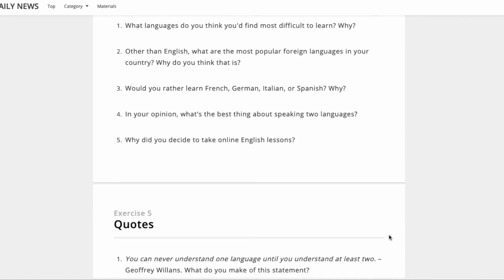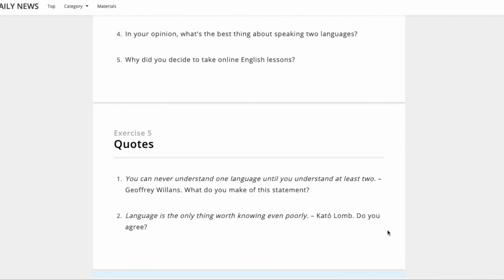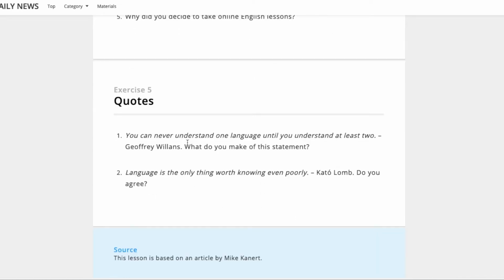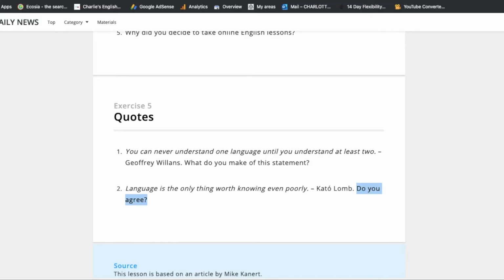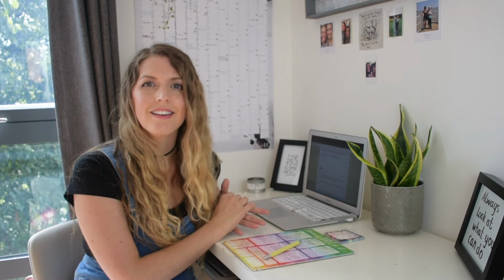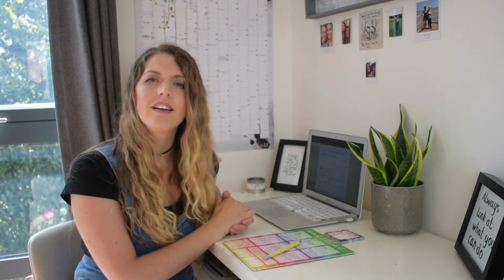Some articles also have an exercise 5 with a couple of insightful quotes, and again, they just ask, what are your thoughts? What do you make of this statement? Do you agree with this statement? All these kinds of questions encourage a more natural conversation in English, asking for your opinion. It's how we talk to our friends. Whereas obviously when we start learning a language, it's very, hi, how are you?